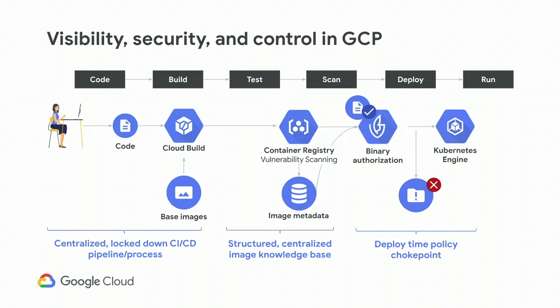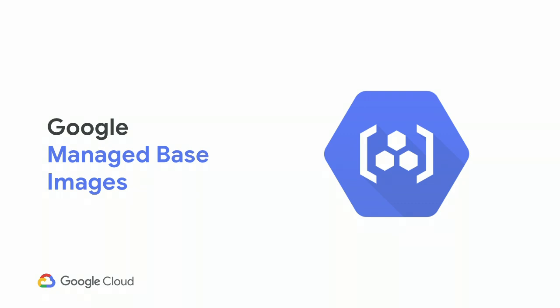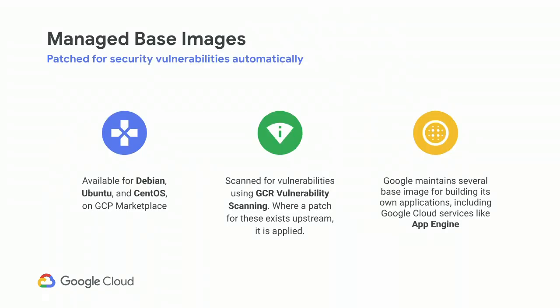So now let's go into detail with some of these products, starting with Google Managed Base Images. Managed Base Images are maintained by us at Google. They are available for Debian, Ubuntu, and CentOS, and can be downloaded or obtained from our marketplace. They are scanned for known security vulnerabilities using GCR vulnerability scanning, and we regularly patch these images and keep them up to date. We use these images in our own products, such as App Engine, and they are a great resource that's available to you to start your development process from a secure base.